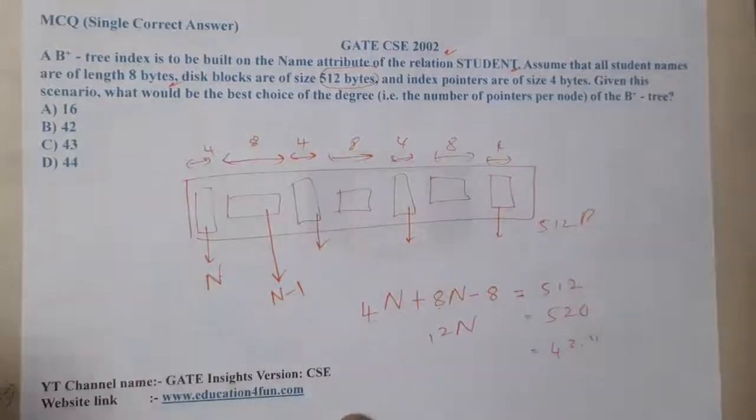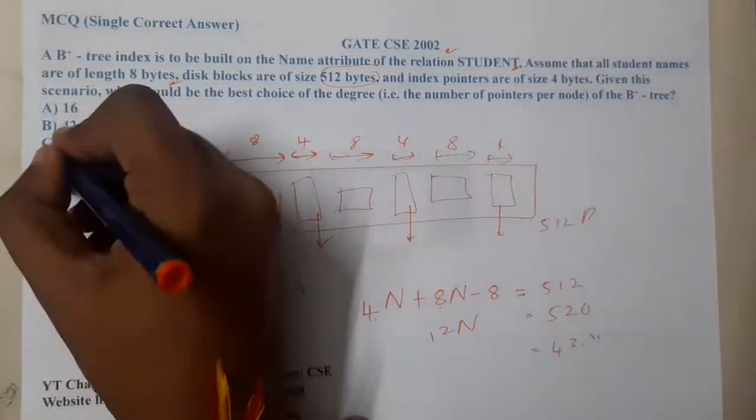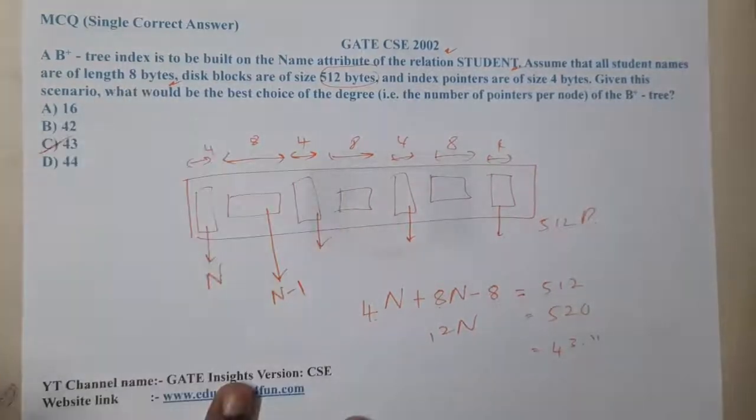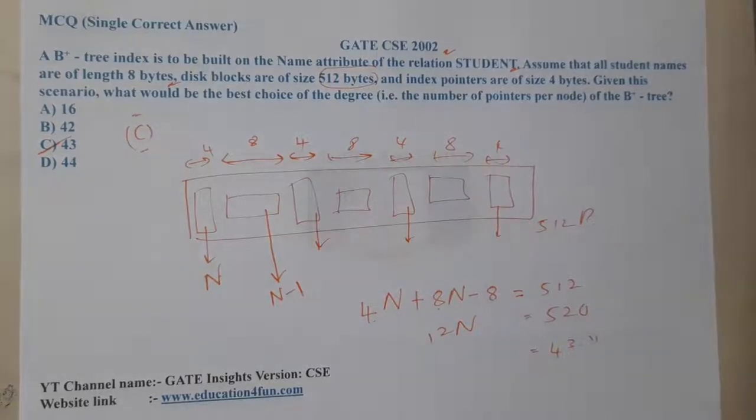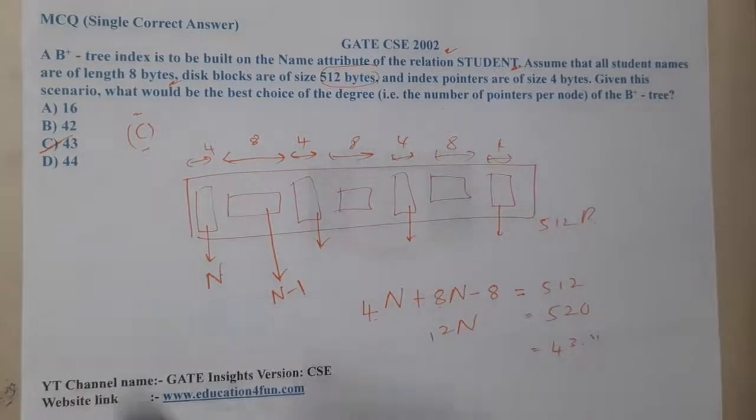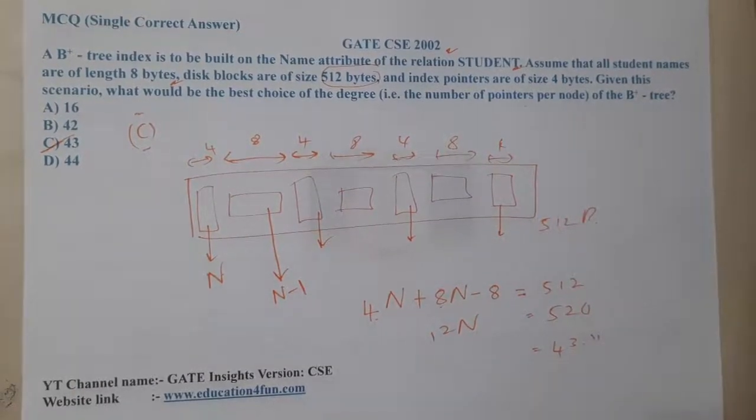43.33. So I think the most appropriate answer should be C. Yes, C is the correct answer. Got it? Whenever we are working with these types of nodes, you cannot fit that 0.33 value, so that is the reason why we are going to floor it. So the final result will be 43.